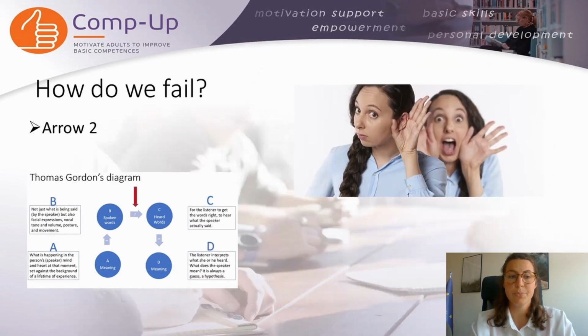The second place where communication can go wrong is if the listener does not hear the words as the speaker intended them. There are many factors that can influence if the listener actually hears what is being said. For example, inattention to the speaker, being distracted, not sharing the same language, hearing impairment, etc. If the words are not understood accurately, then circle C will differ from circle B, which is a common source of miscommunication. This happens all the time.